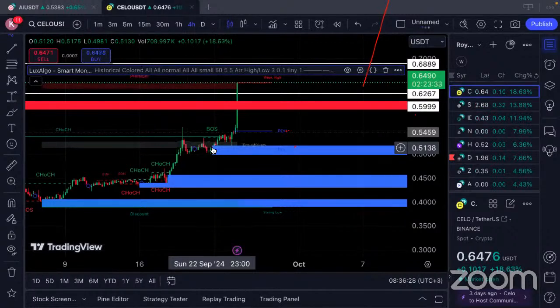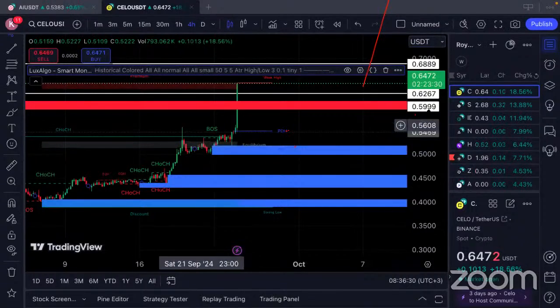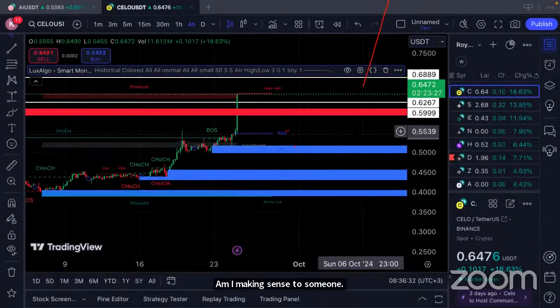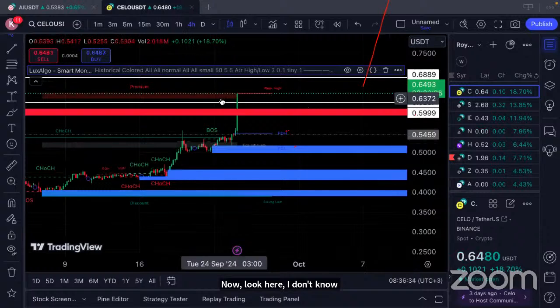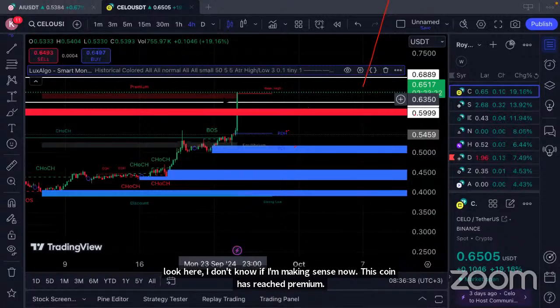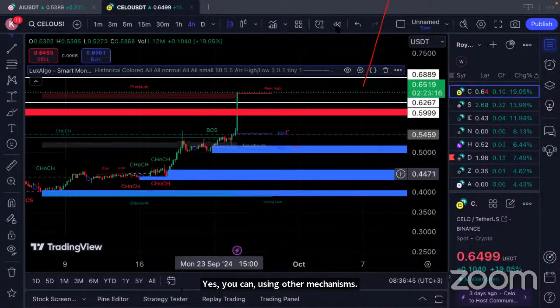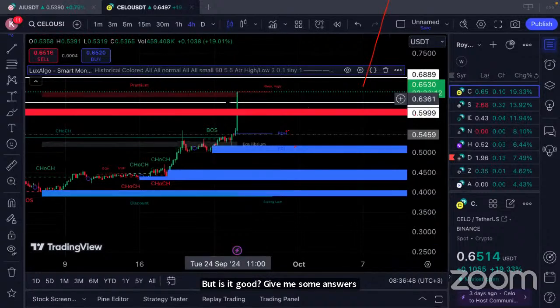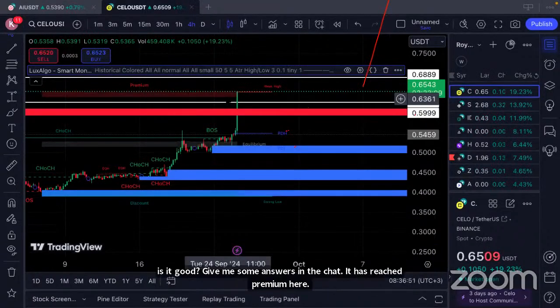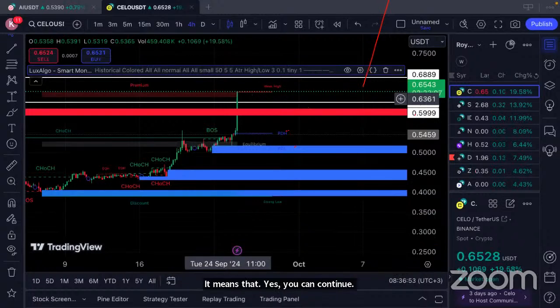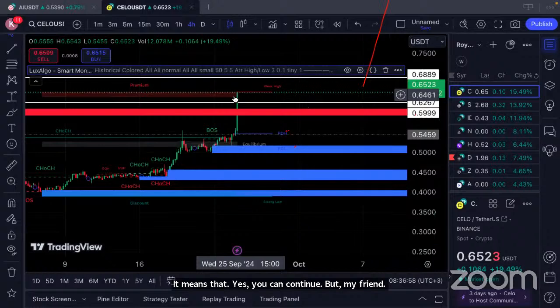Am I making sense to someone? Now, look here. Now, this coin has reached premium. I have a question. Is it good to continue trading the coin? Yes, you can using other mechanisms, but is it good? Give me some answers in the chat. It has reached premium here. It means that, yes, you can continue, but my friend, the coin has been overbought.